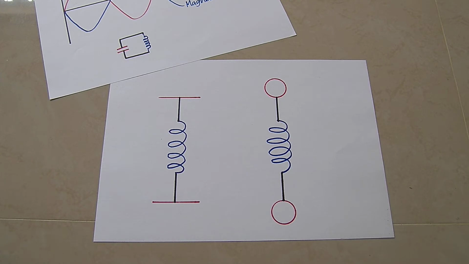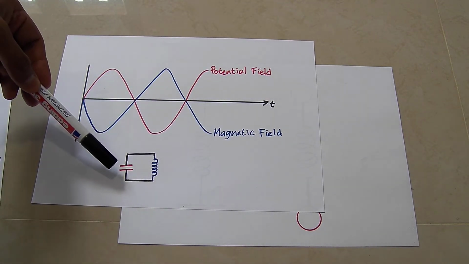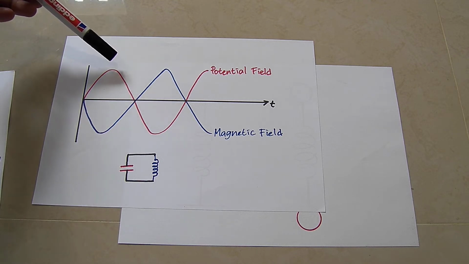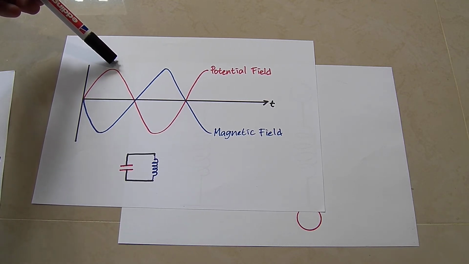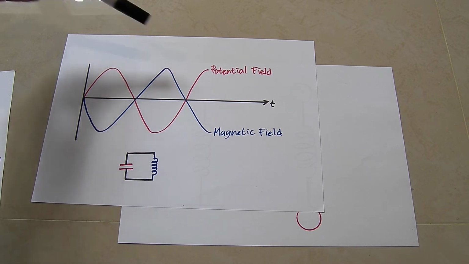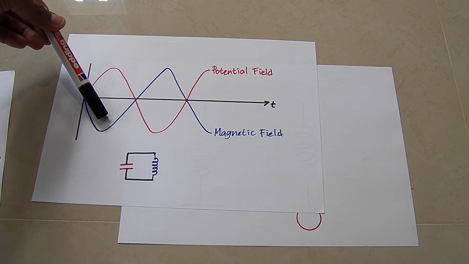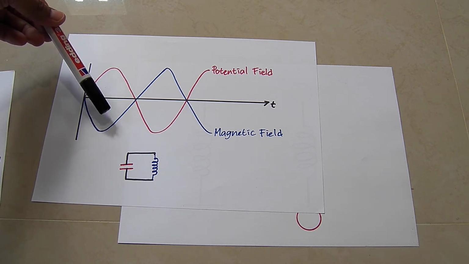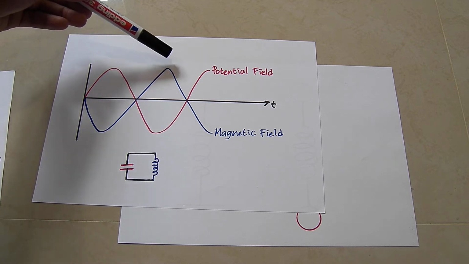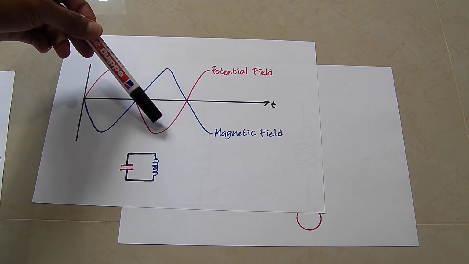And then I want to talk about this field strength, the potential field strength and the magnetic field strength. As I said on my previous video, this is the maximum potential field strength, and then this is the maximum magnetic field strength. And if the potential field is at its peak, then you will have the magnetic field at the lowest, at the weakest point, or there is no magnetic field, or if the magnetic field is at its peak, you will have no potential field.